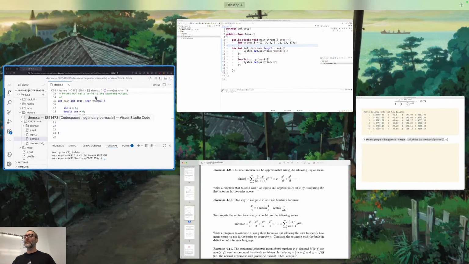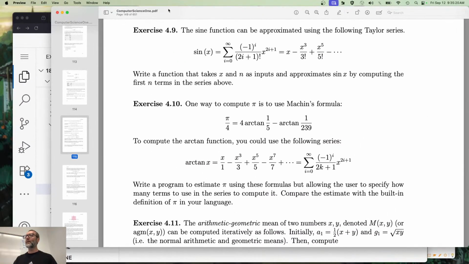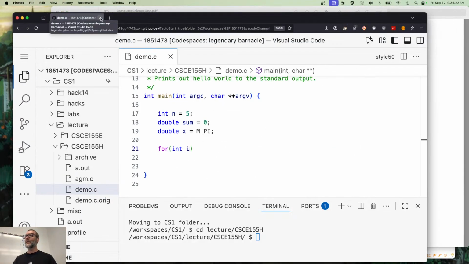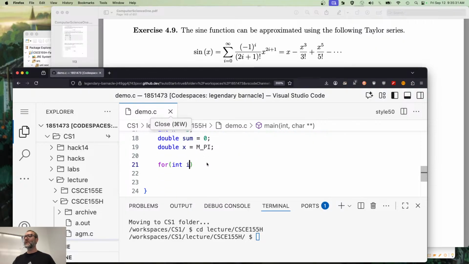A for loop, right? So for int i. In fact, I'm using the variable i in the summation already, right? If we put this off to the side here, I don't have a lot of real estate, but I can go ahead and squish this down a little bit. There, all right, so just to keep it over there.